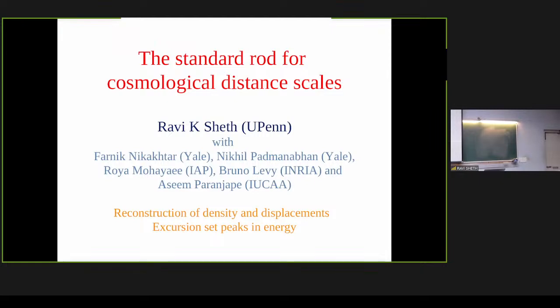Colloquium speaker, Professor Ravi Sheth. At the outset, let me say we have been trying to get him here at IUCAA for forever, ever since I joined at least, and this is probably the first time that we've managed, so we're very happy to have him here. Ravi is an expert on all things in large-scale structure.